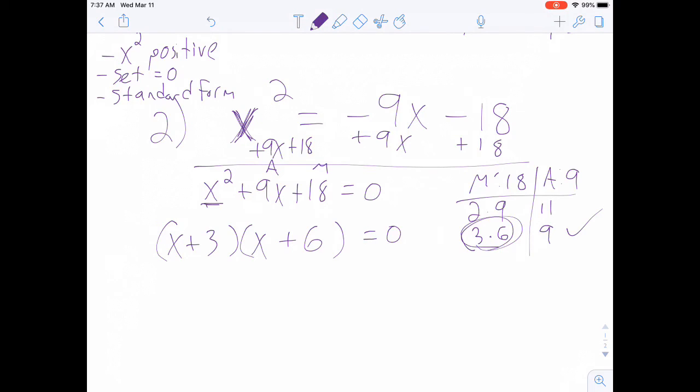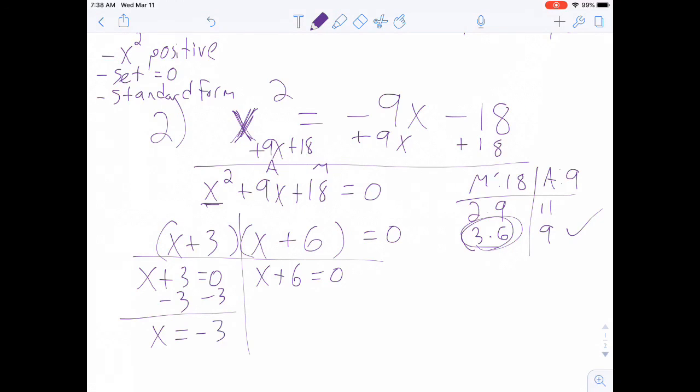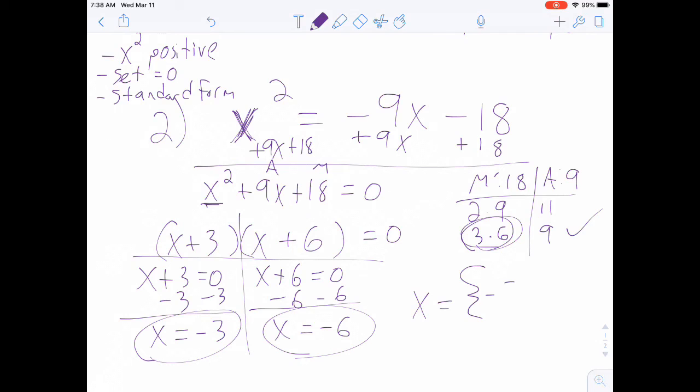Now we're right back to the first example. So I want to tee it up, and I'm going to set both of my factors equal to 0. And I'm going to solve for x in both. So minus 3, giving me x equals negative 3. Subtract 6, x equals negative 6. So my solutions you may see like that. You also may see these curly brackets with my two solutions written out.